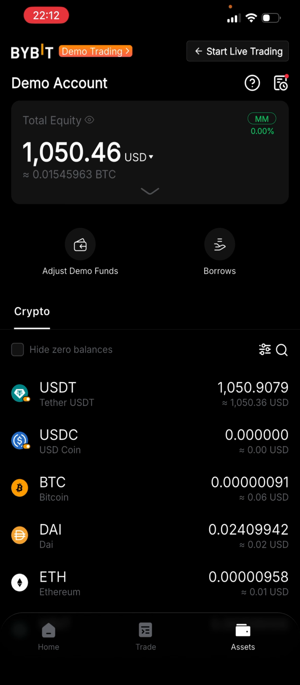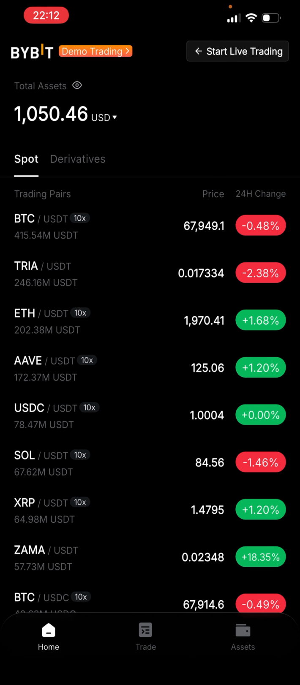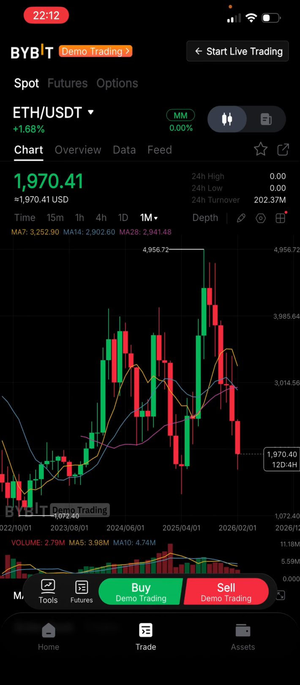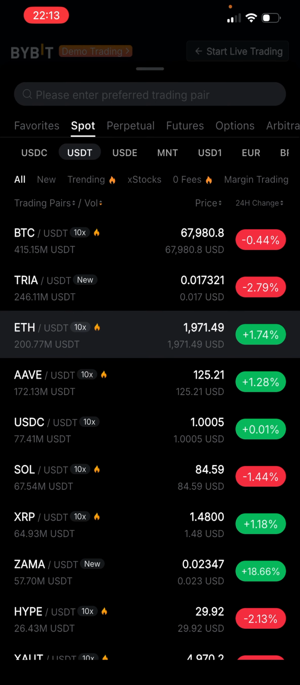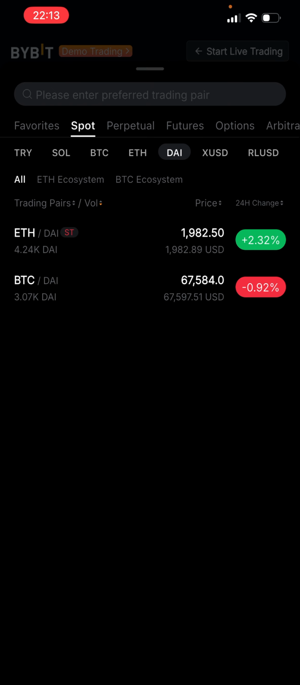So the first thing, you can click on home, go to Ethereum/USDT, and look at the current price, which is at 1970. Click it there. You can see you are at spot, and spot USDT is currently 1971. Scroll sideways and go to DAI. Then you'll see DAI is at 1982. So you do the math.